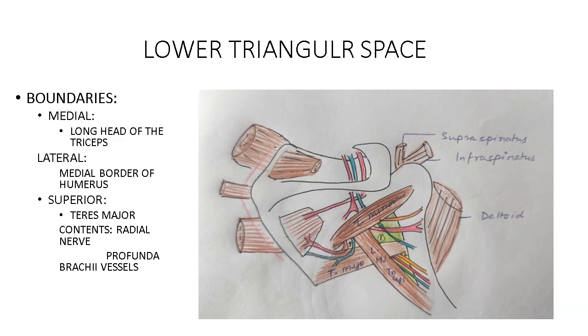Moving on to the lower triangular space, you can see here this triangular space is the lower triangular space, and the boundary: the medial boundary is formed by the long head of triceps. Then you have the lateral boundary that is formed by the medial border of humerus, and superiorly there is the teres major muscle. The contents, you can see here, are the radial nerve, and then the profunda brachii vessels, the artery and the veins. The profunda brachii artery and vein and the radial nerve, these three are the contents of the lower triangular space.